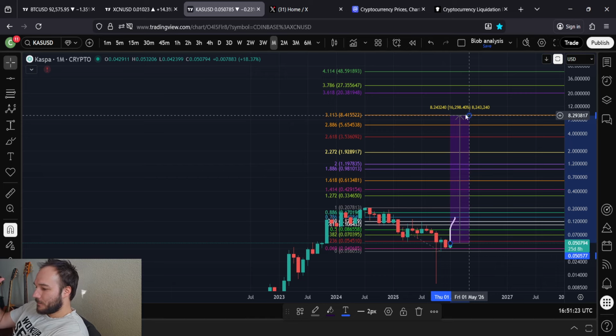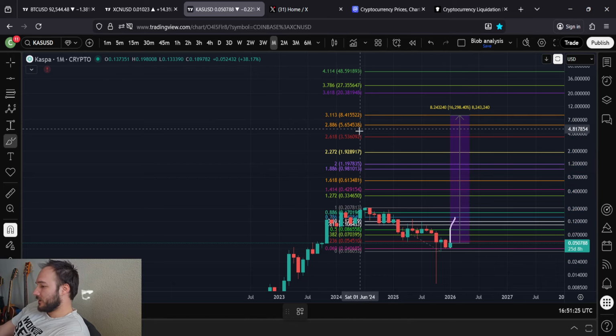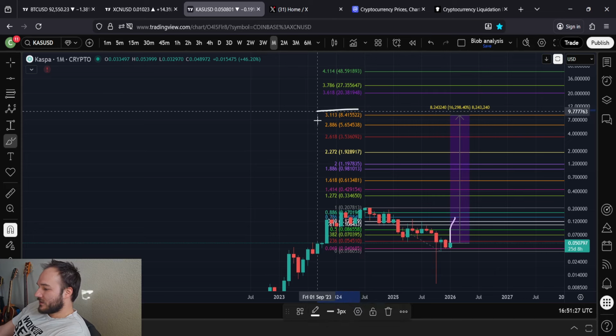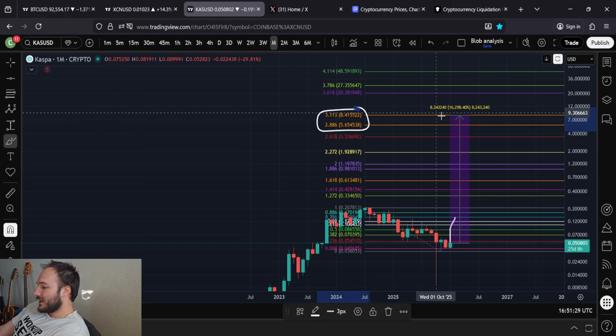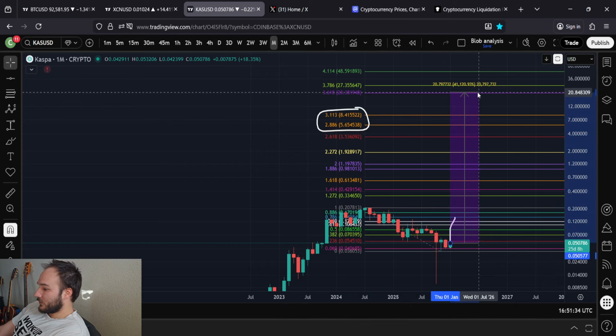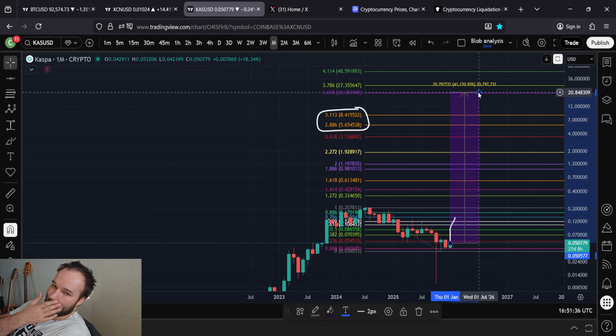of the limits. This is not a prediction. This is making sense of the limits. I'm not saying, I bet this is where we're going to go. I'm saying, I bet we don't go above this level. Because if we do, the only next level is the 3618, and that would give us a 400x. I don't see that happening.